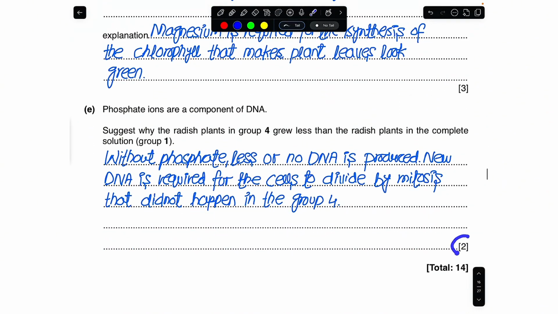Now for the E part, for 2 marks, they are telling us that phosphate ions are a component of the DNA. Now the idea is from the biological molecules: what we know is that the DNA molecule has small repeating units in it. And these small repeating units are nucleotides with us. And in the nucleotides, what we have with us are the bases.